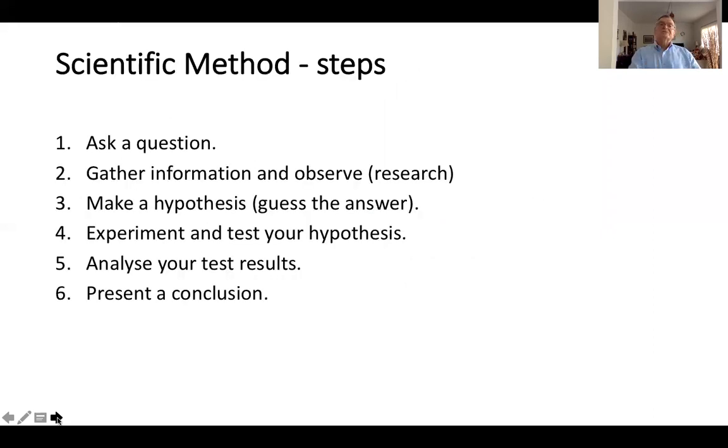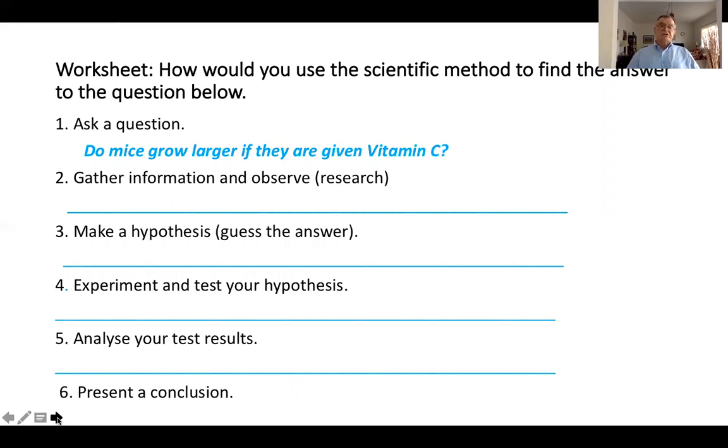Right, finally, coming on to scientific method, this is the method that scientists use in order to test a hypothesis. And again, this is the way that knowledge advances. So going back to the earlier example of continents, they would have used this kind of approach to find out about continents. But let's choose a simpler example. And I've done a worksheet here. So do mice grow larger if they are given vitamin C? All right. So we don't want the students to carry out this experiment, but just to think about the steps that they would go through.